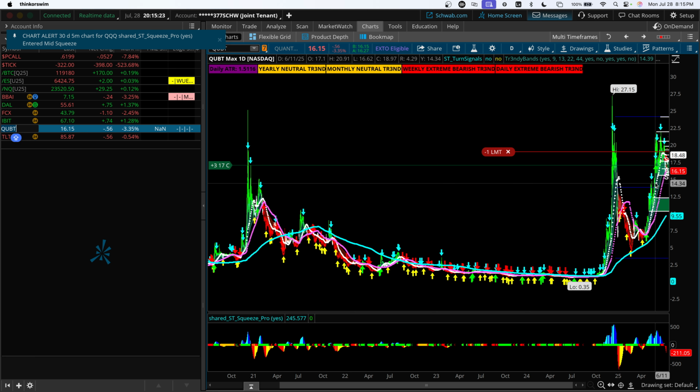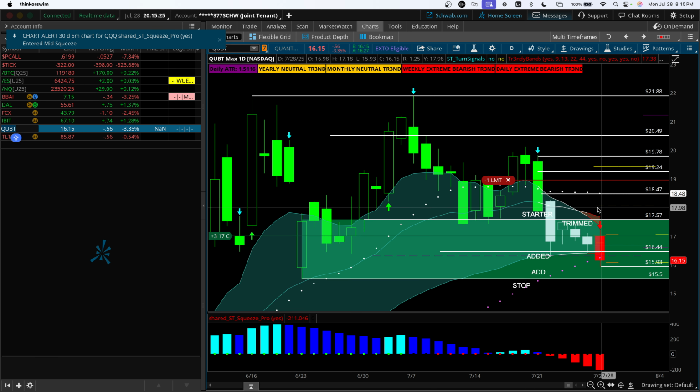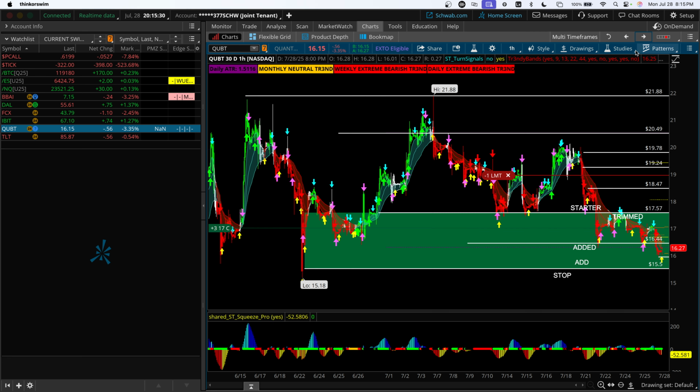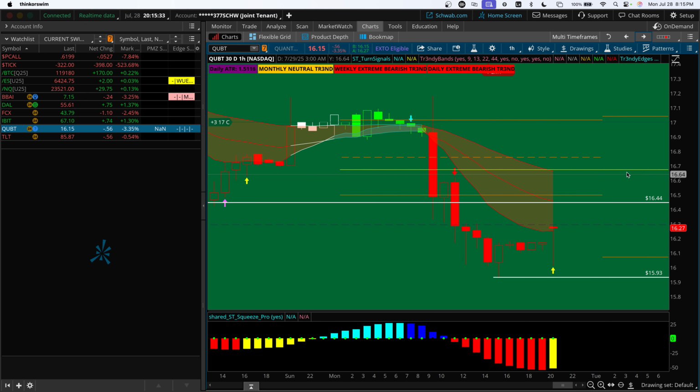QUBT, I'm taking heat on, but waiting to see if I get an add or if we continue making higher lows within my buy zone, then I'll be adding to this position and trimming at the levels above. This position expires August 15th, so I have about 2 to 3 weeks there. TLT is a long-term LEAP trade, nothing to really do with that. It doesn't expire until March of 2026.